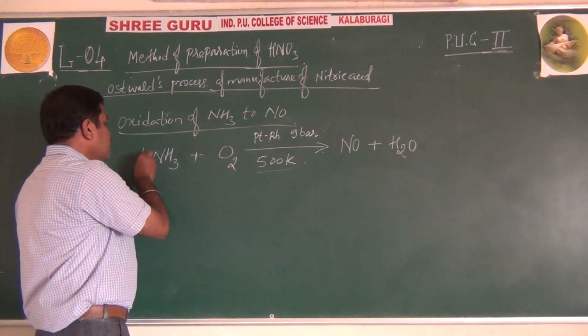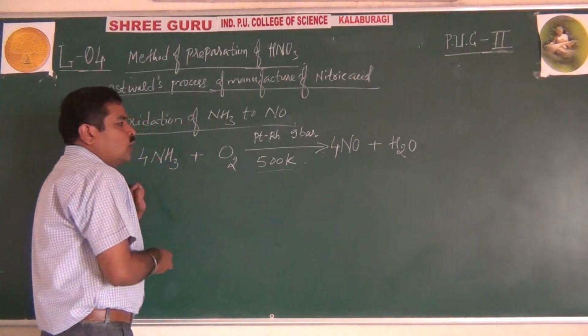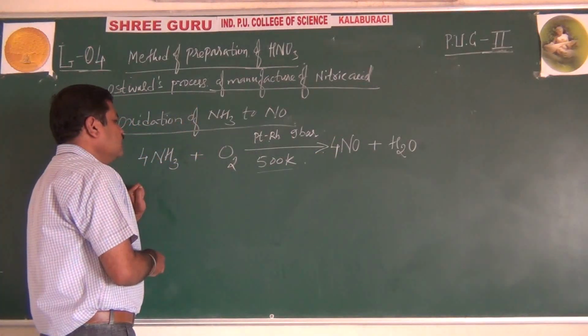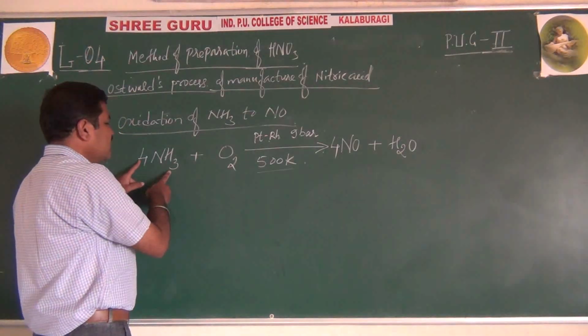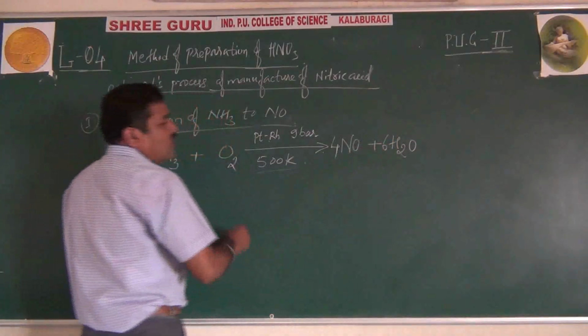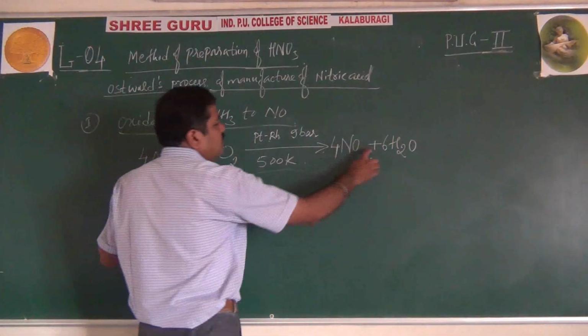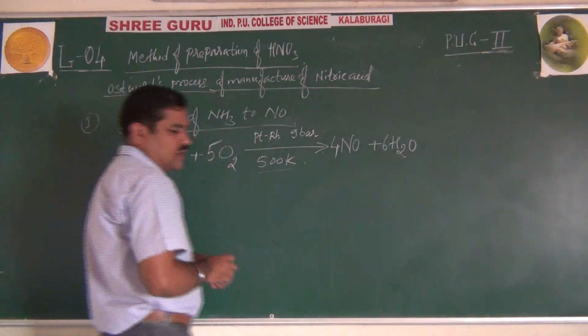See, 4 moles of ammonia, 4 NH3, therefore 4 and 4. Then particularly now oxygen you have to balance. 4 3s are 12 hydrogen atoms, therefore 6 H2O. Then balance: now 4 plus 6, that is 10, therefore oxygen is 5. This is the balanced equation.